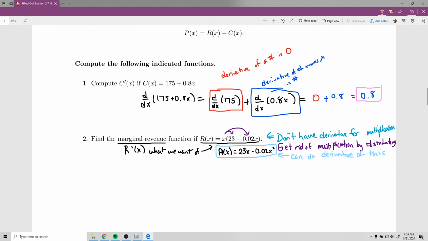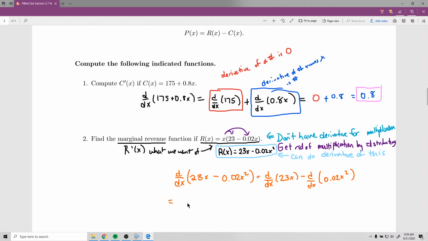All right, so let's do the derivative of 23x minus 0.02x squared. Do the derivative of each part. Bring the numbers out front, so we bring the 23 out front.